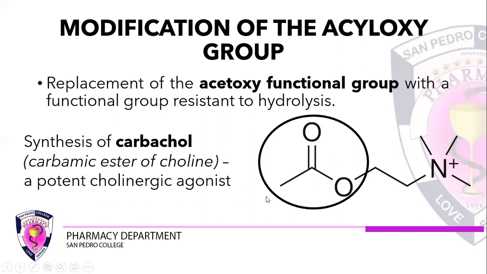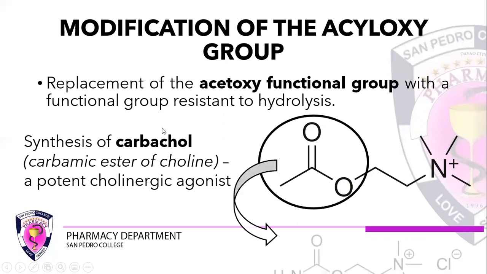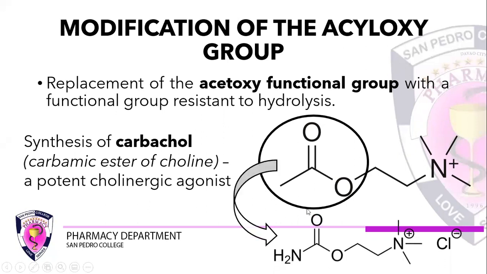So ang ginawa, they changed the acetoxy group to a carbamate functional group. From an acetoxy, ginawa siyang carbamate functional group. Now the resulting product, ang tawag dito, it's called your carbachol. Now carbachol is a carbamic ester of choline. So because of the addition of a carbamate group, this one is now resistant to hydrolysis. And additionally, carbachol is also a potent cholinergic agonist.